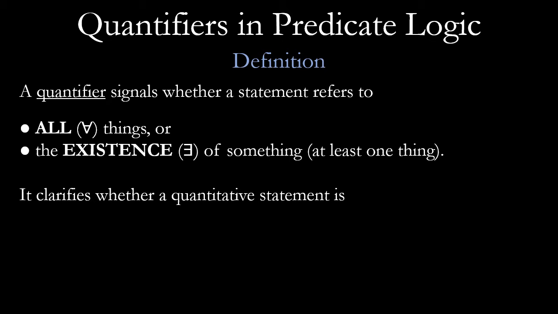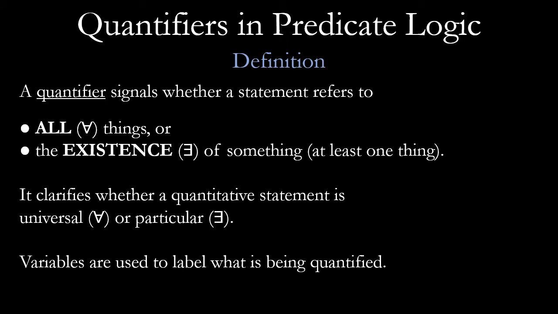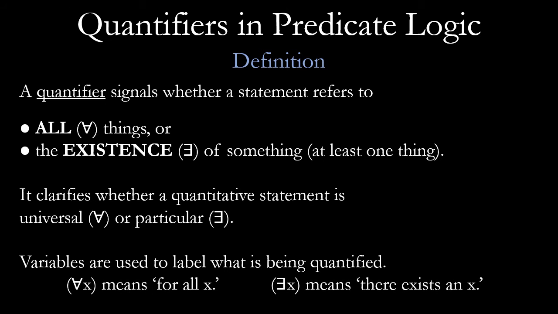It clarifies whether a quantitative statement is universal, i.e. it refers to all of a category, or particular, it refers to the presence of something, that there is something. So variables are used to label what is being quantified. So we typically would use x, y, or z. Those are typically designated as variables, and all the other letters of the alphabet, in their lowercase form, of course, are constants.